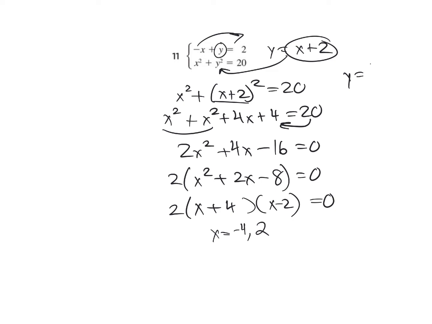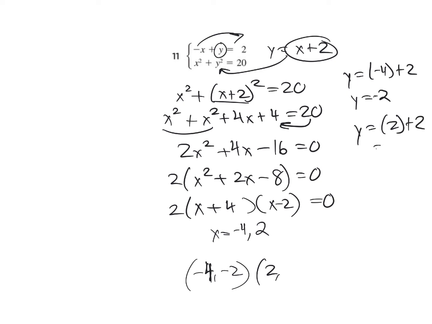So y equals negative 4 plus 2, which is negative 2. So negative 4, negative 2. Or when x is 2, what do you get? You get 4. Those are your answers.